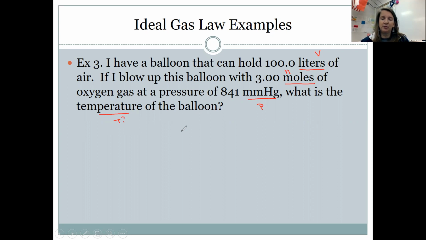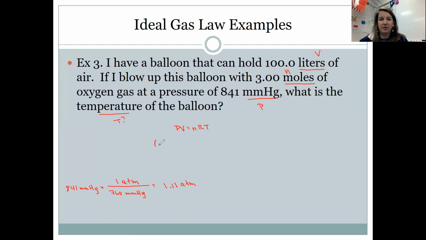So I've got one of each variable, which means I'm going to use PV equals nRT. Now, before I can use PV equals nRT, I'm going to have to convert my pressure into atmospheres because I have to have atmospheres for my pressure. So I have 841 mmHg. Remember, your pressure conversions are on your reference chart on the back of your periodic table. So the constant for mmHg is 760, and that is equal to 1 atmosphere. So I've got 841 divided by 760, and that's going to give me 1.11 atmospheres.